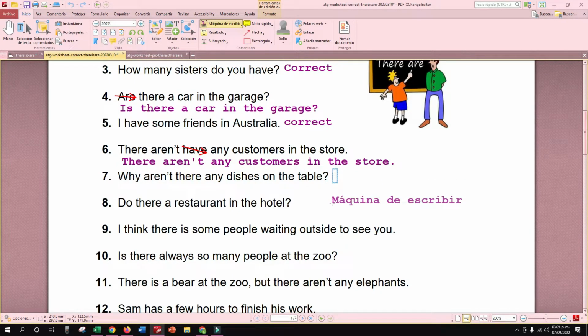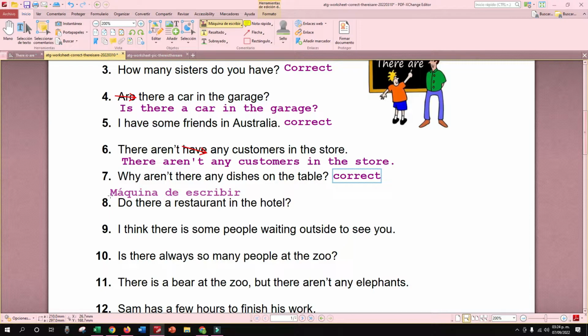Why aren't there any dishes on the table? Believe me or not, that is correct. Creo que esta estructura no la habíamos visto, chicos. Una pregunta negativa, vean. Why aren't? ¿Por qué no hay ningún plato sobre la mesa? Podemos hacerla, ¿verdad?